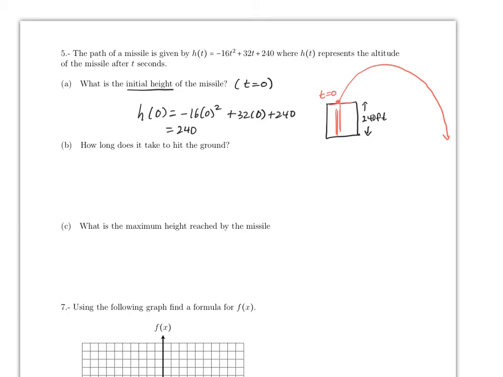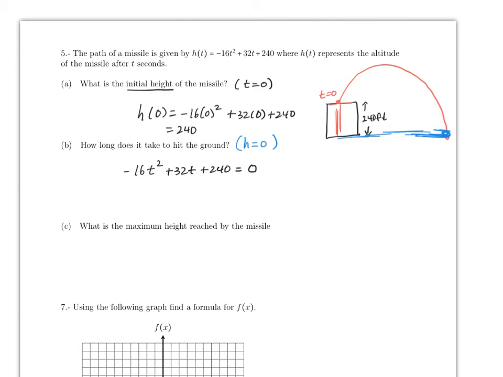Part B is asking you how long does it take to hit the ground. So when you are on the ground, the altitude is 0, or the height is 0. So therefore, you need to solve this: minus 16t squared plus 32t plus 240 should equal 0. By the way, this kind of problems always have a minus 16 here, because that has to do with gravity. These numbers will be different, but this minus 16t squared is usually always here.